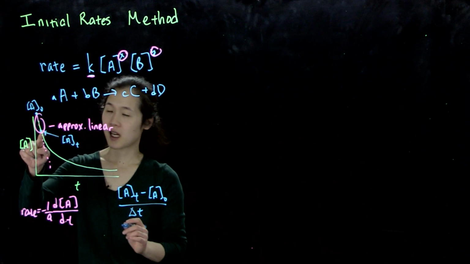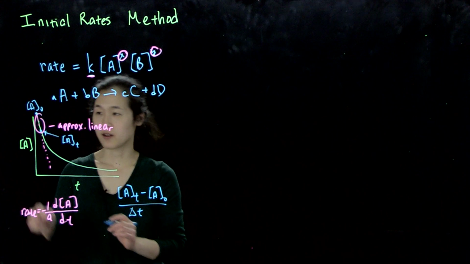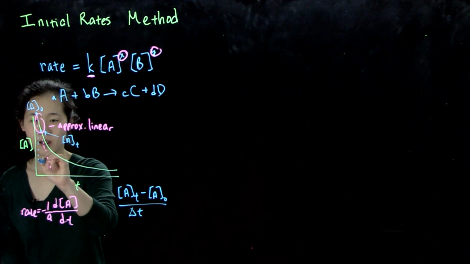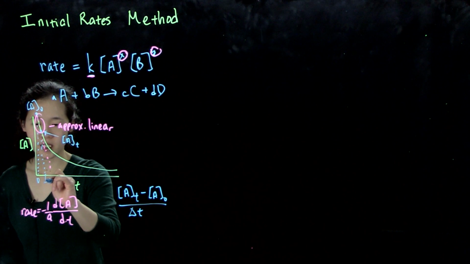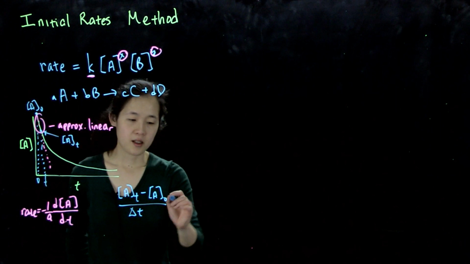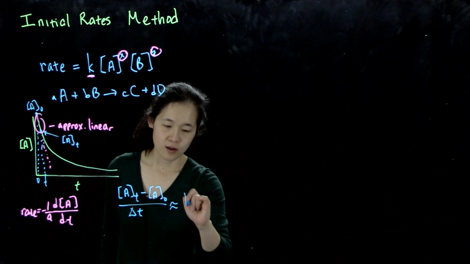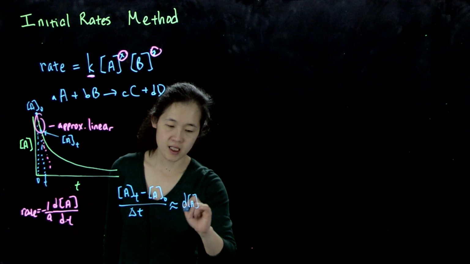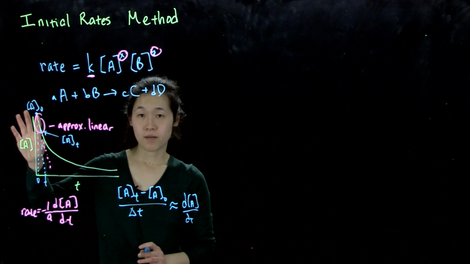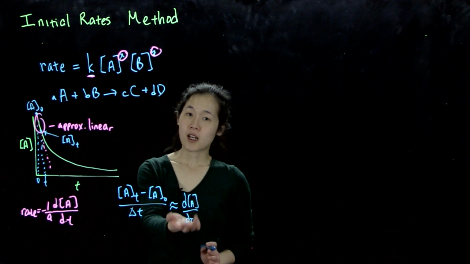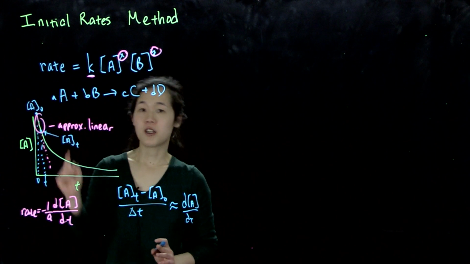Whatever time point you're taking here, this is time 0, and here's t. So this is going to be approximately related to dA/dt, because we're saying it's in this sort of linear regime. And so from that, we can get out reaction rates. This is our method of initial rates.